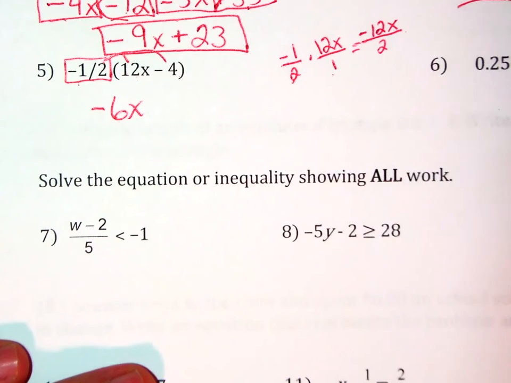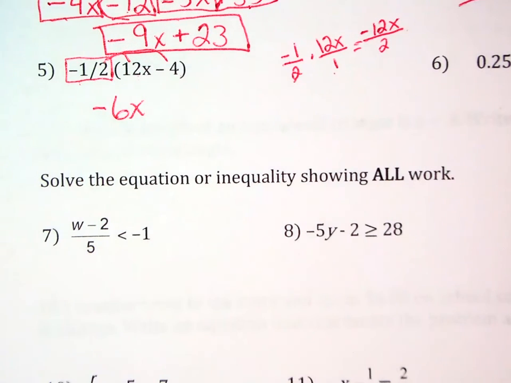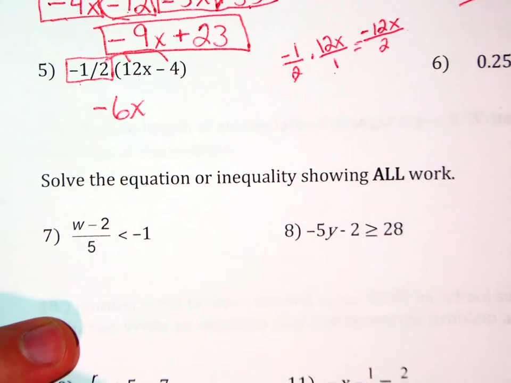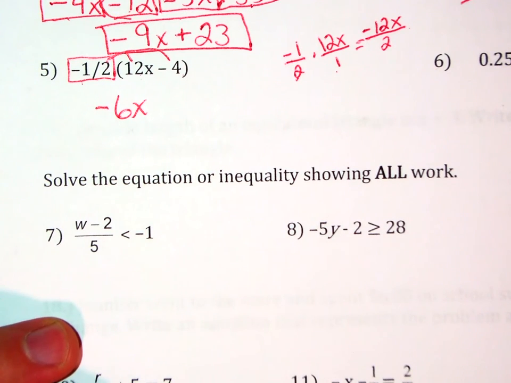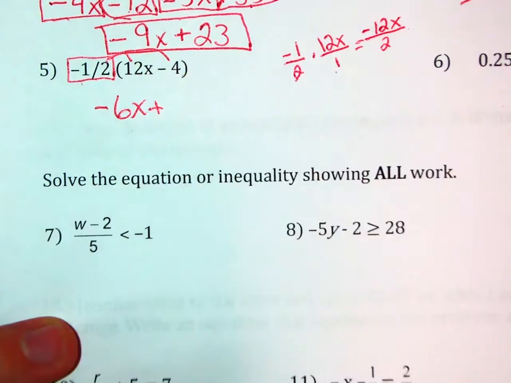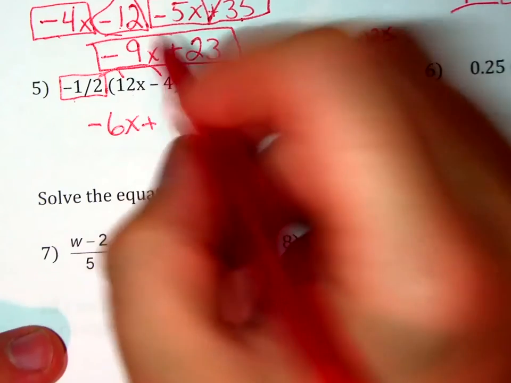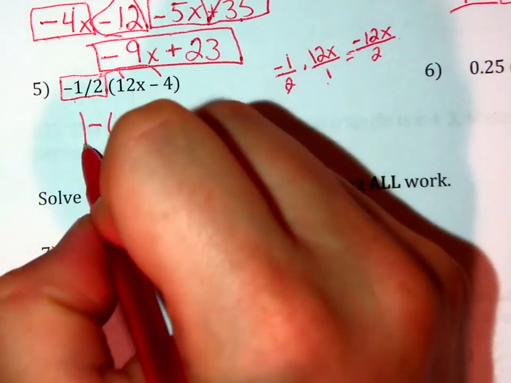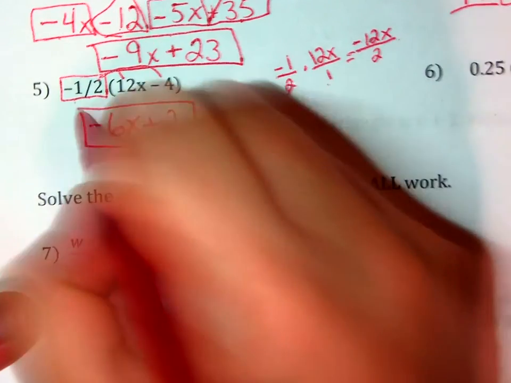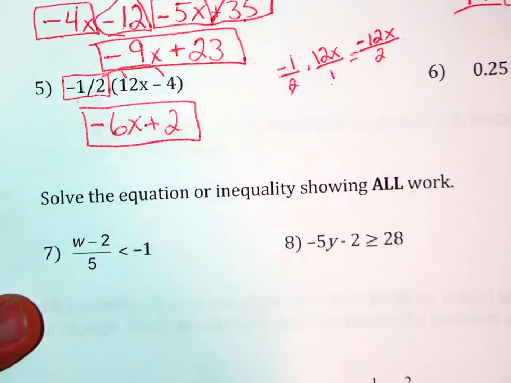And again, I'm going to do the same thing with my -4. -1/2 times negative 4. So two negatives multiplied together. That's going to give me a positive value. And then half of 4 is 2. So my final solution would be negative 6x plus 2.